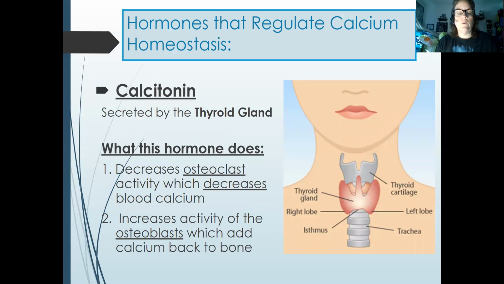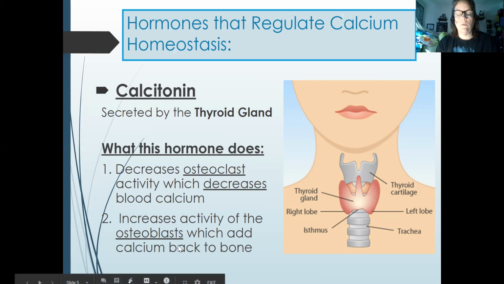On the other hand, if your blood calcium levels are high enough, then you're going to have this second hormone called calcitonin. It is secreted in the same area, but this time the bigger gland we said was called the thyroid gland. Again, it's on the windpipe, and that's where it's going to come from. And what this hormone does is decreases the osteoclast activity. So it's going to slow down those cells that are breaking the bone down, which is going to decrease blood calcium levels because it's going to allow the calcium to stay in the bone. And also it increases the osteoblasts, which are going to add some of the calcium in the blood to the bone.